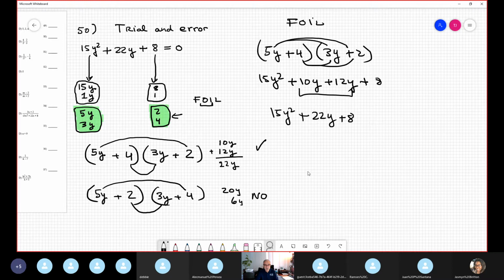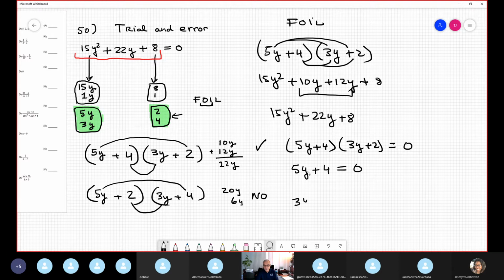Well, this is an expression, but we come back to the equation. I discovered that this equation is equivalent to 5y plus 4 times 3y plus 2 equals 0. Now it's an equation. The only thing I did was factorization of the left-hand side. Now I separate it like two linear equations. And it's super easy. Solve for y in both linear equations.